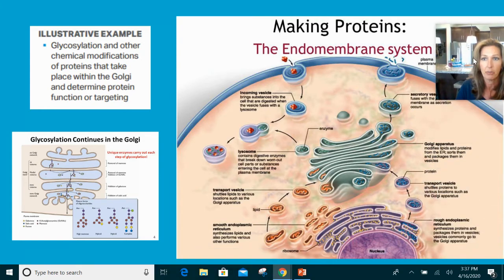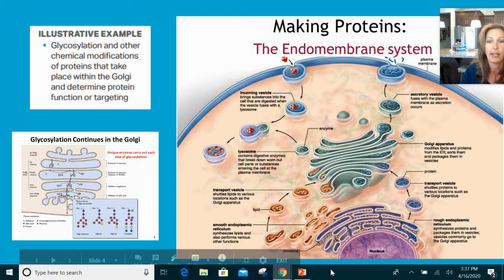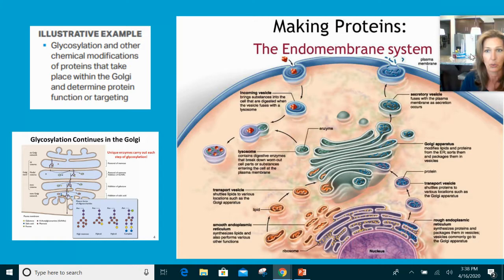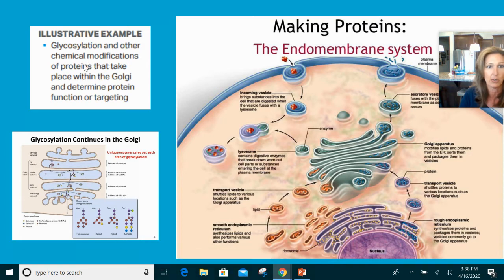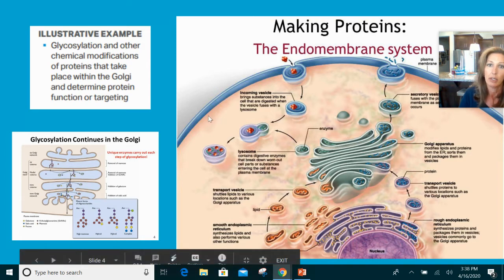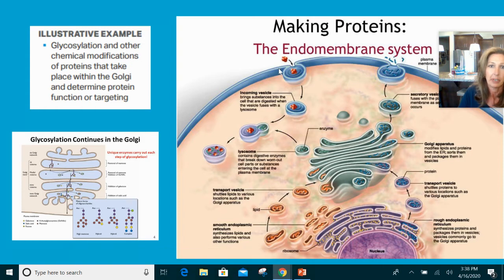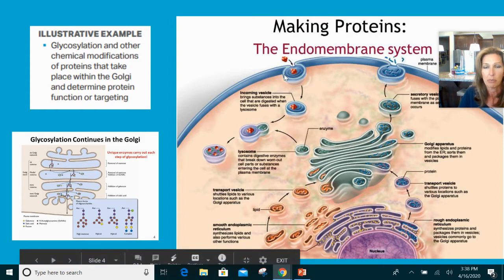We did address the endomembranous system as far as how we manufacture proteins, and the role of the ribosomes creating that first primary structure of a protein. Then through the rough ER we have our transport vesicles and the Golgi apparatus that modifies these proteins, making sure the shape is proper but also adding other chemical modifications in order to create their function.